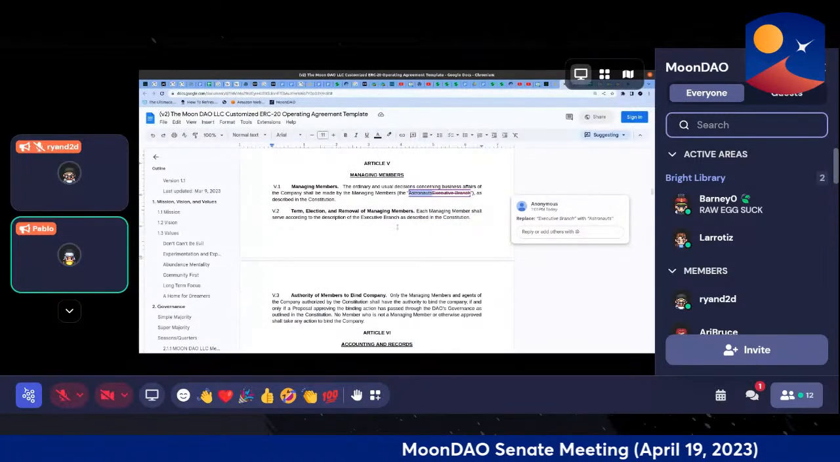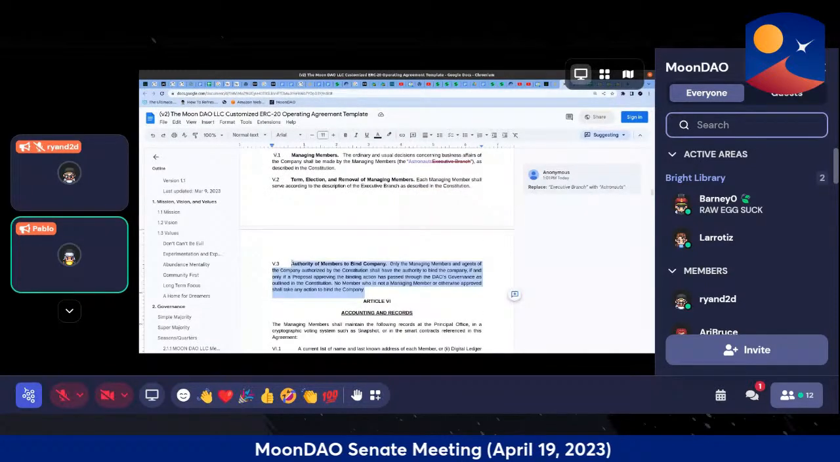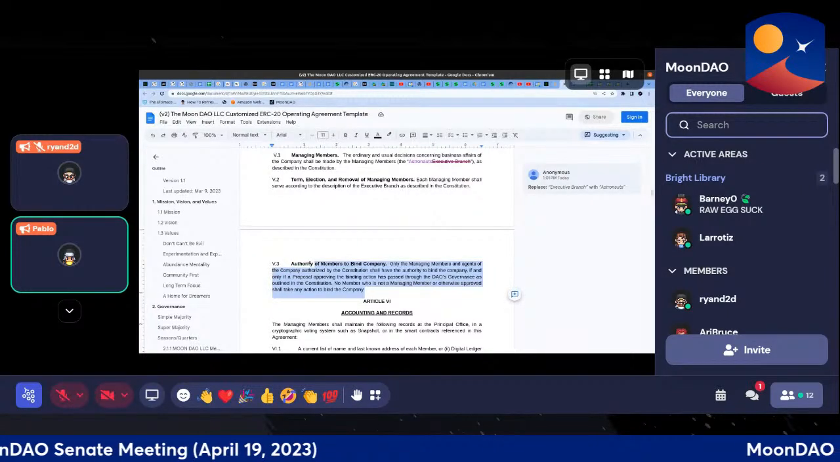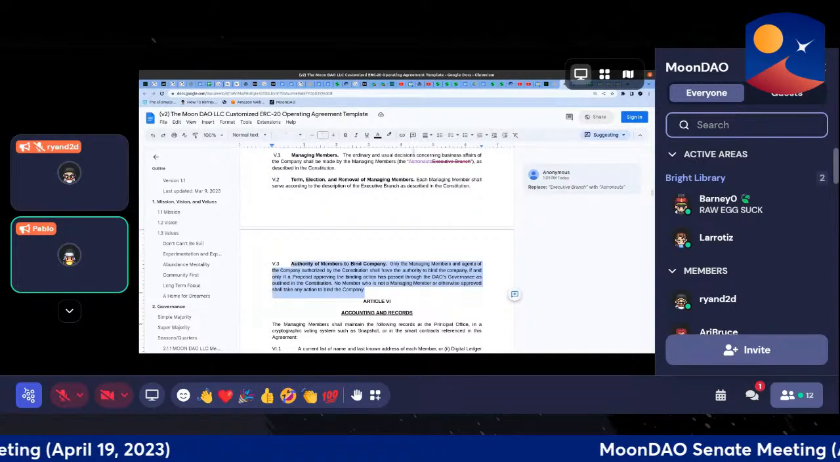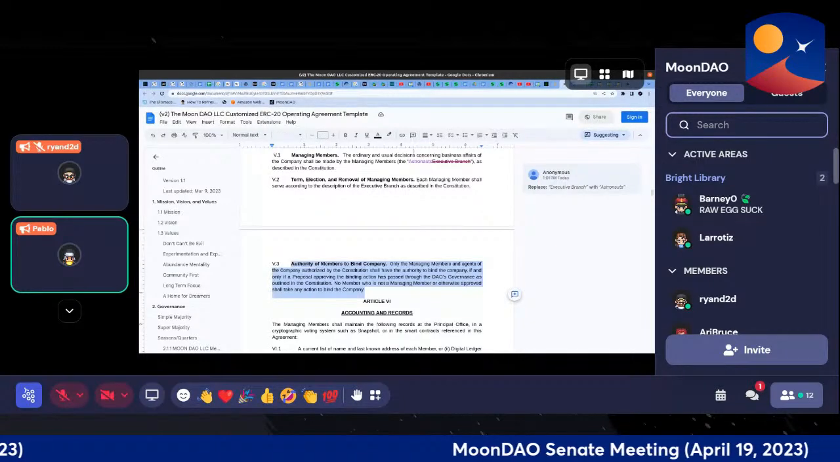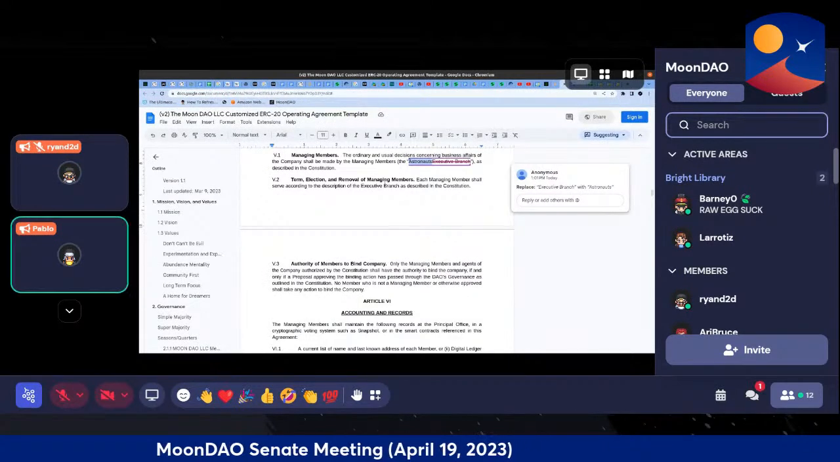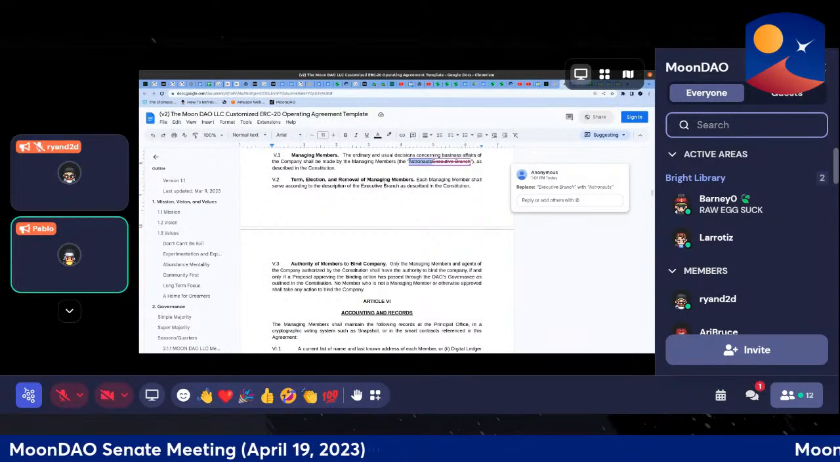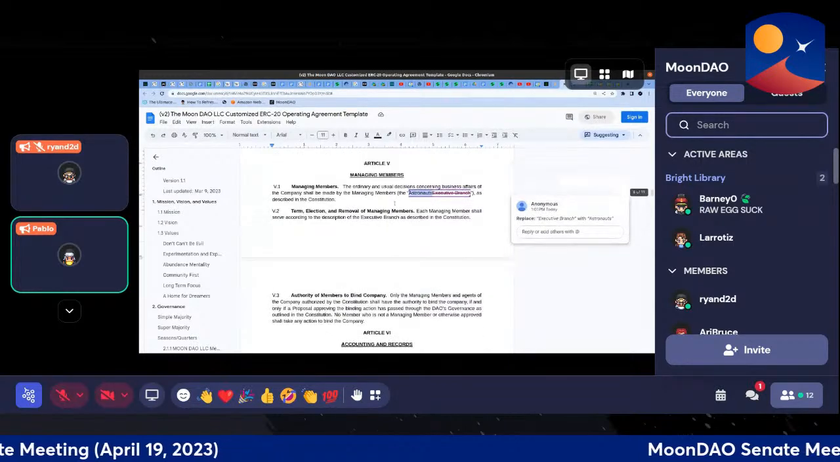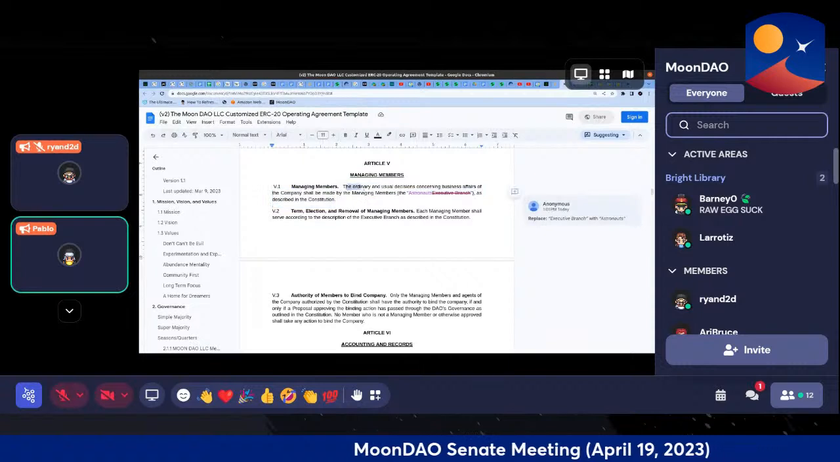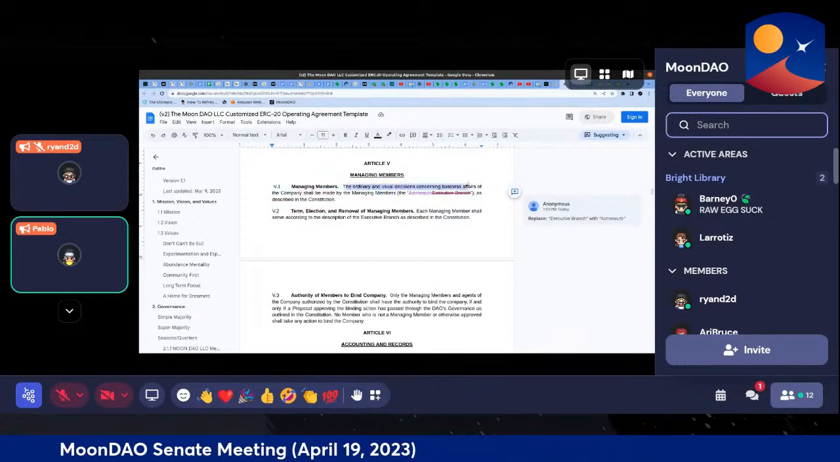Yeah, I don't think it really affects the operations of MoonDAO at all. It's just who ends up signing, whether it's someone who's on the multi-sig or one of the astronauts. And there can be up to 3 astronauts inside of the DAO. I think also the definition of managing members is someone who's doing the ordinary, quote unquote, ordinary and usual decisions concerning business affairs.